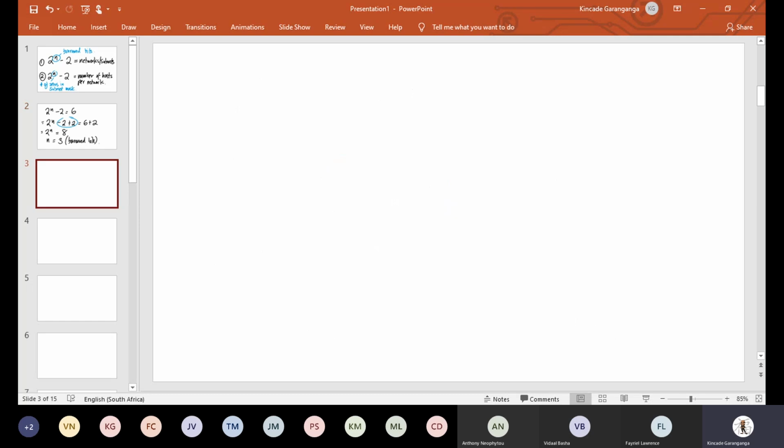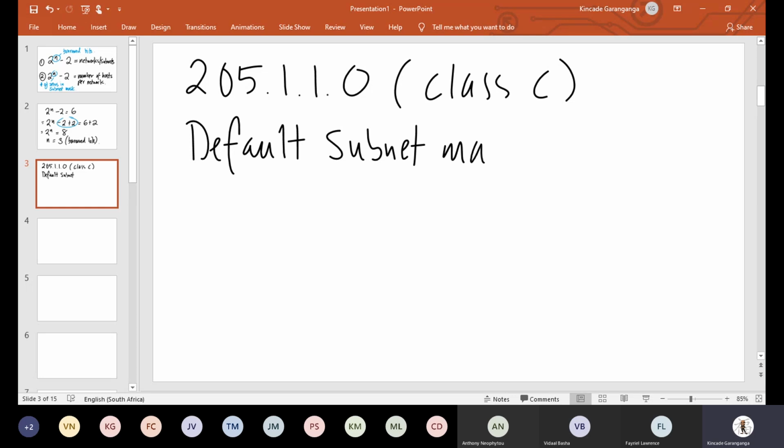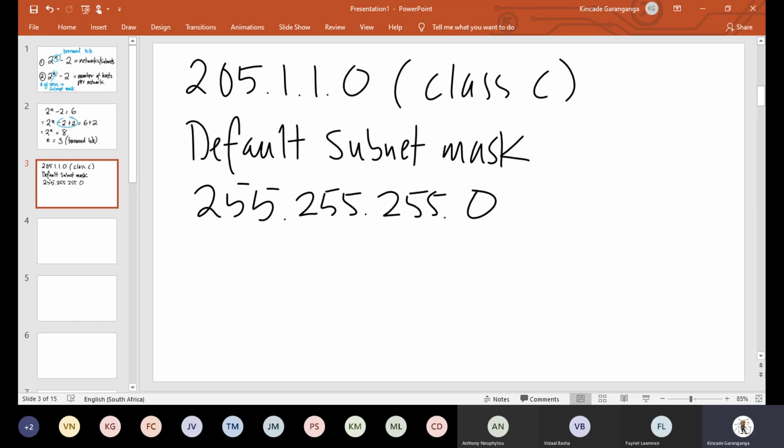So in our scenario there, the IP address that has been bought by this particular institution or company is 205.1.1.0. And remember, we've already said that this belongs to class C as far as your IPv4 is concerned. And given that as well, it means that the default subnet mask for class C is going to be 255.255.255.0. All right, so that's the default subnet mask that we've got for class C.